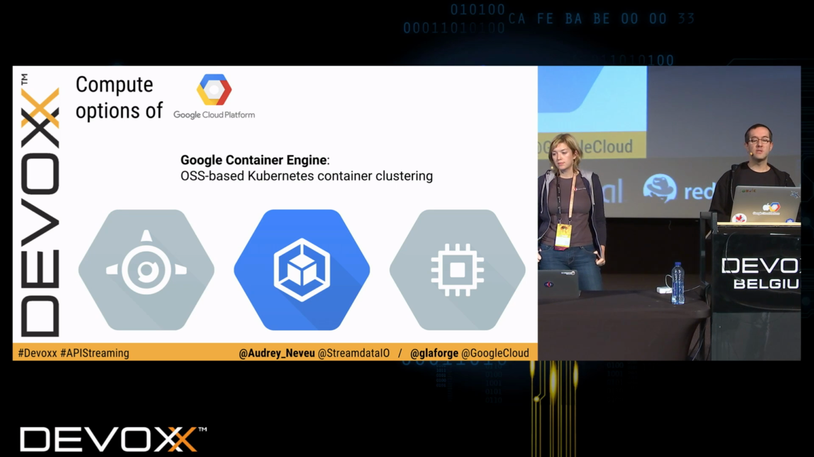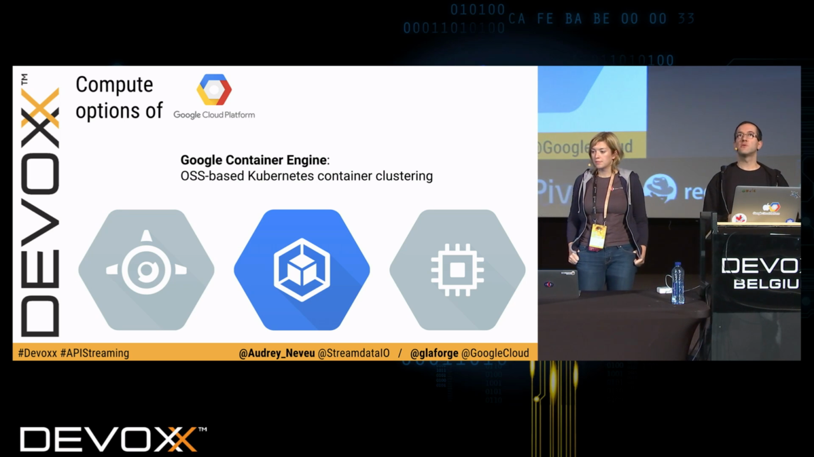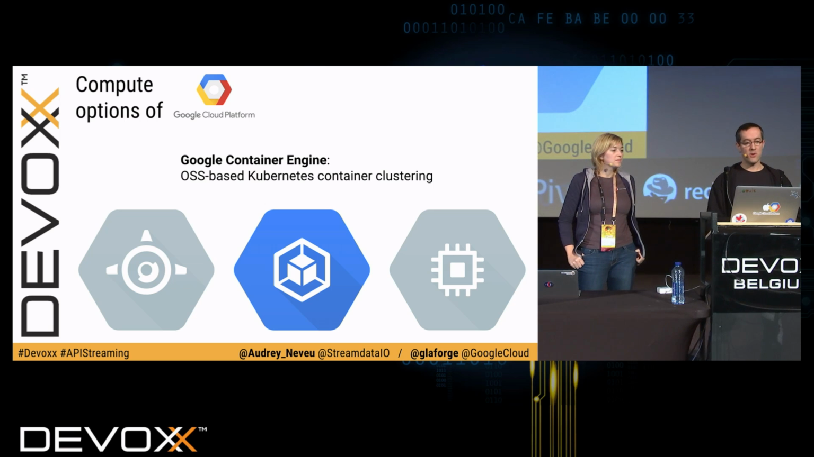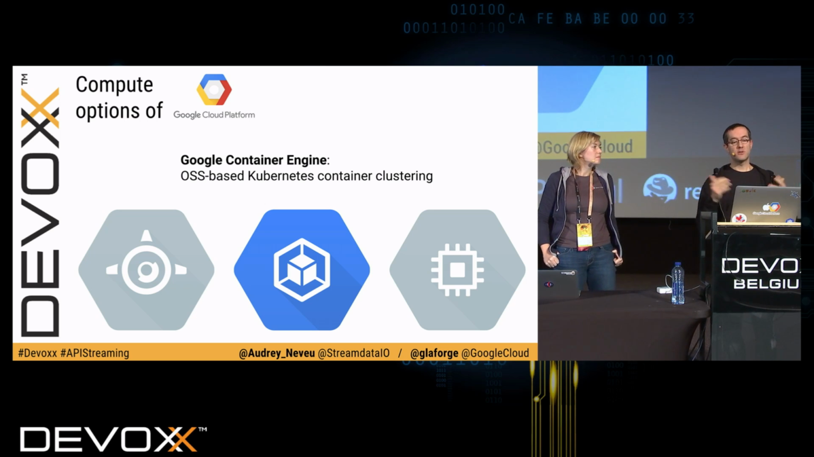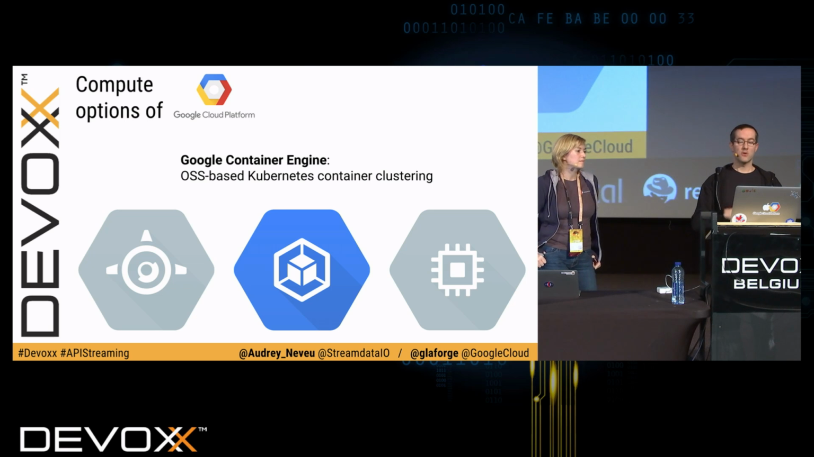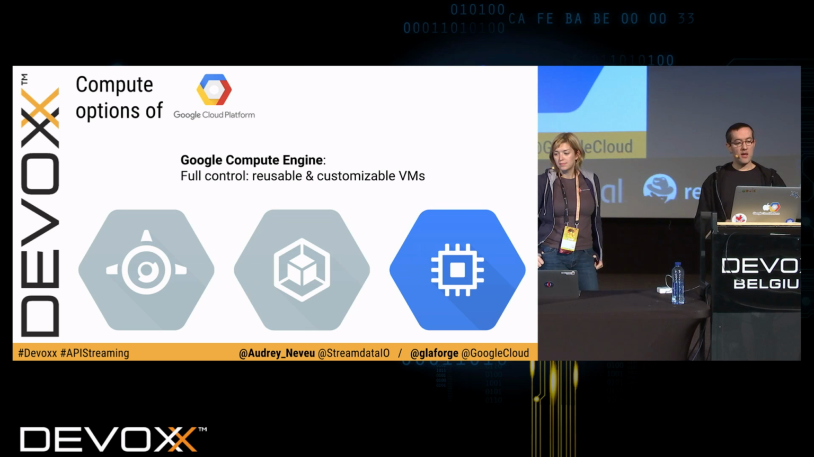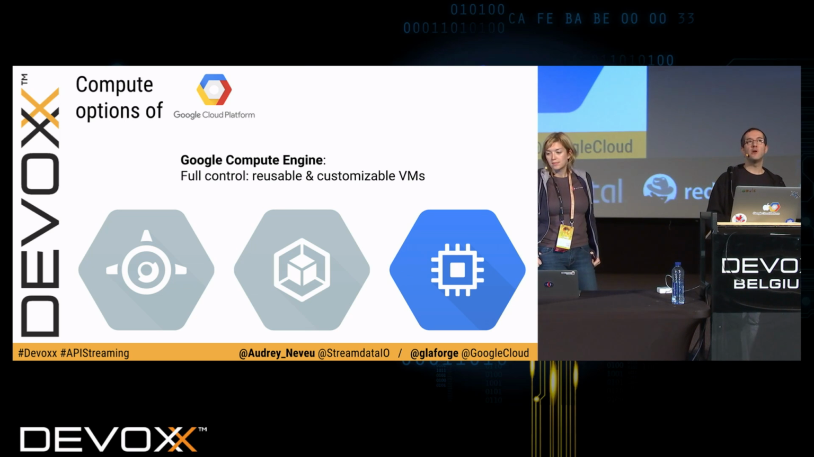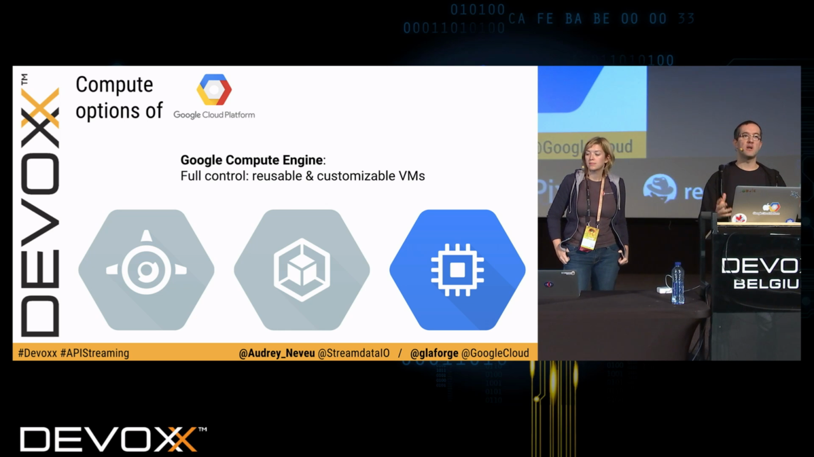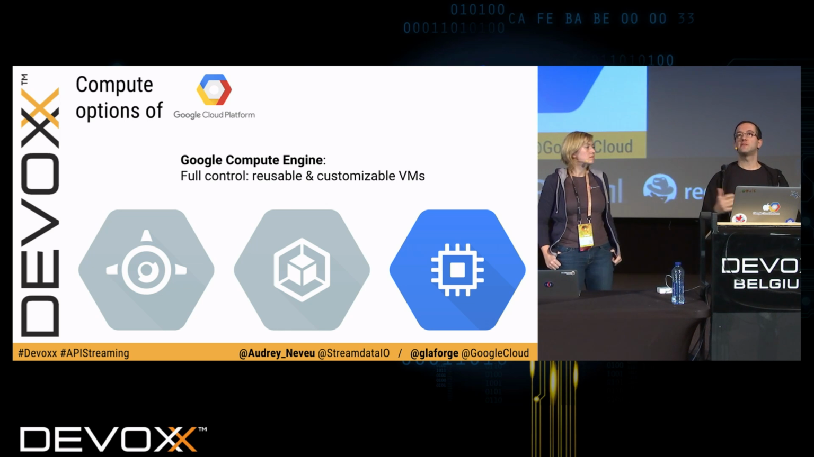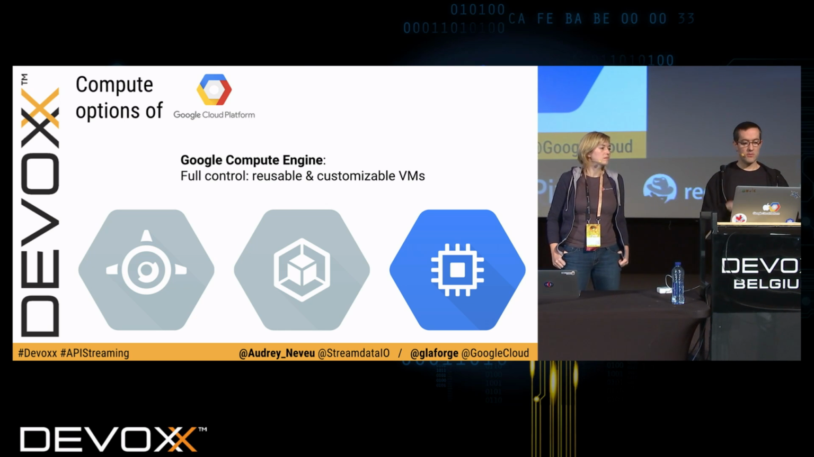The other option is Container Engine, so it's based on Kubernetes. There was a great talk earlier at university about that, where you basically cluster containers, whether it's Docker or other technologies, Rocket, etc. And the last one, that's Compute Engine, where you have full control. So you've got your VMs, you can customize your VMs, even at the OS level. So it's up to you. But for this presentation, I'm going to focus on using App Engine instead.